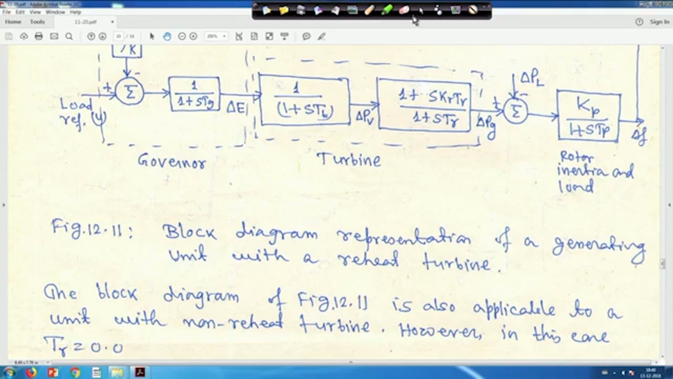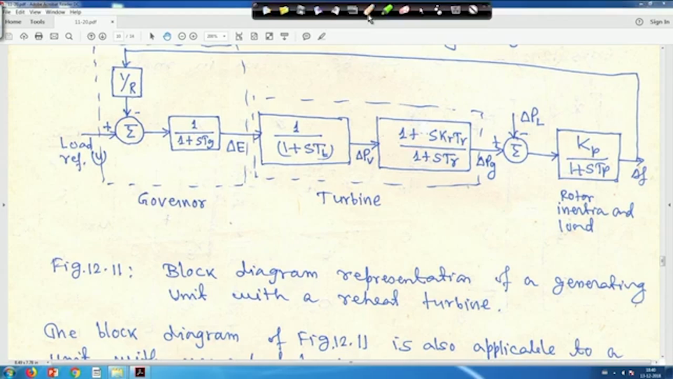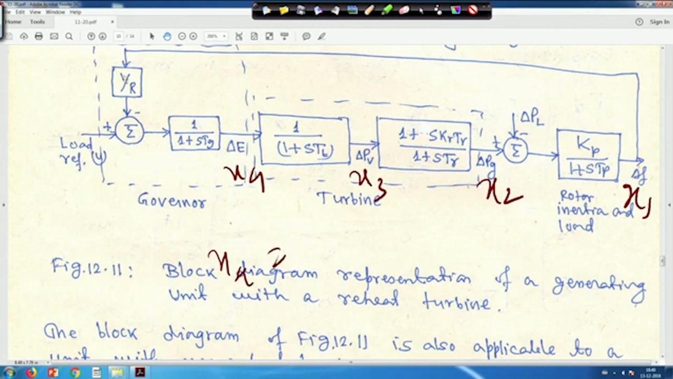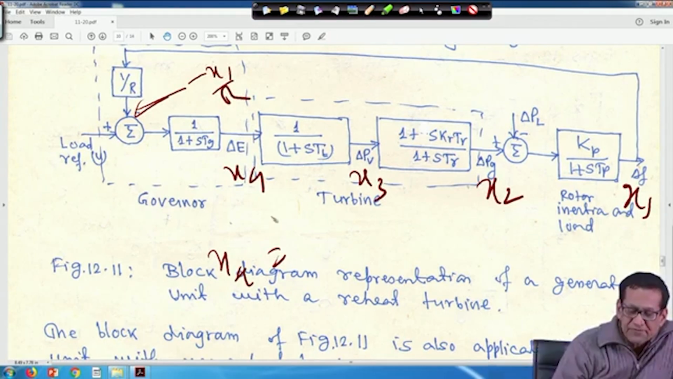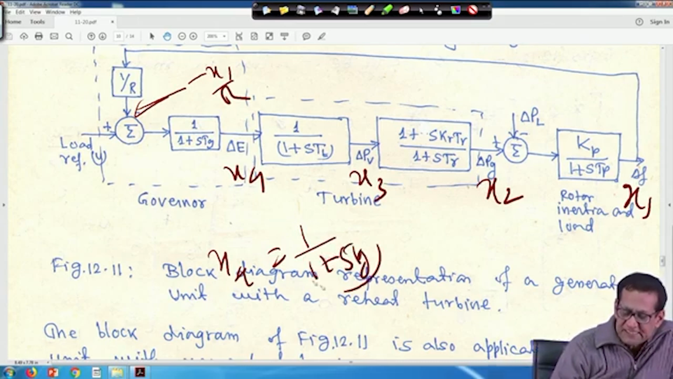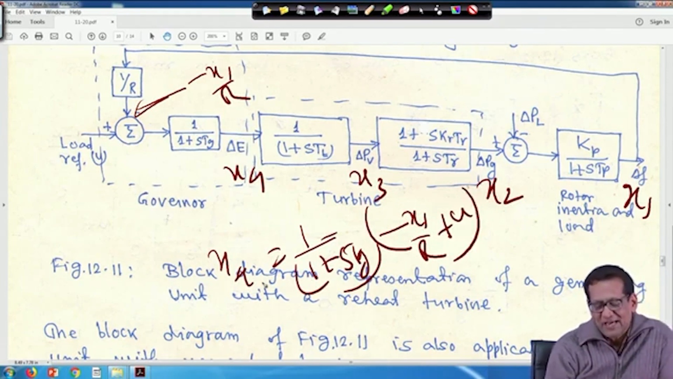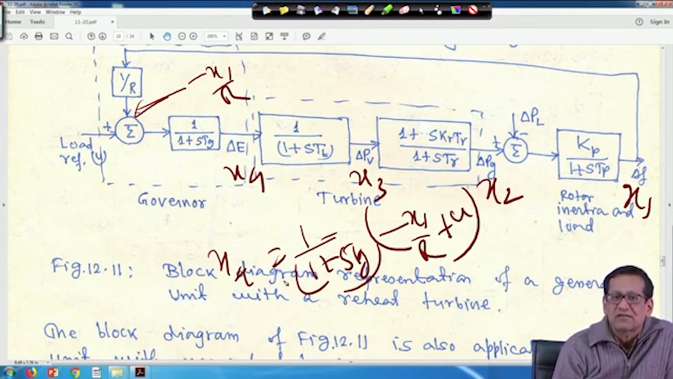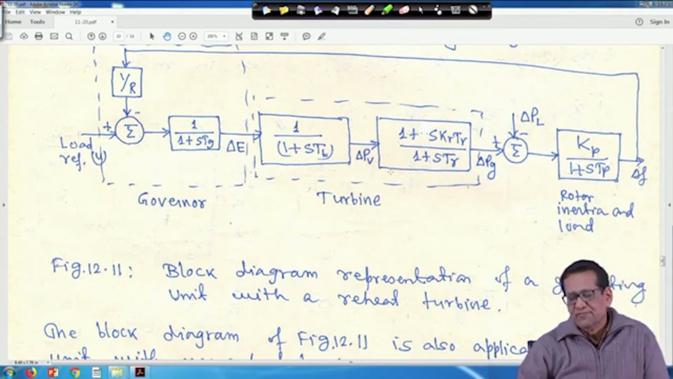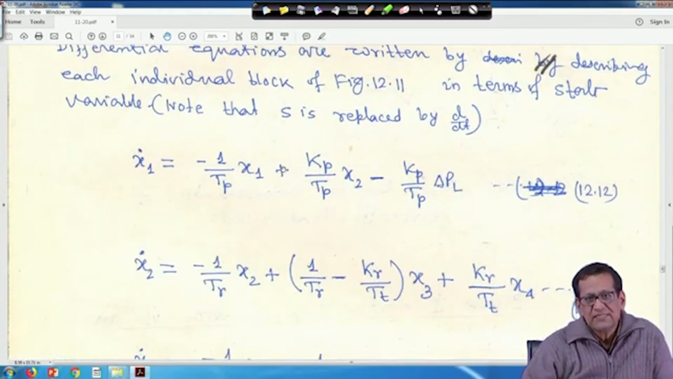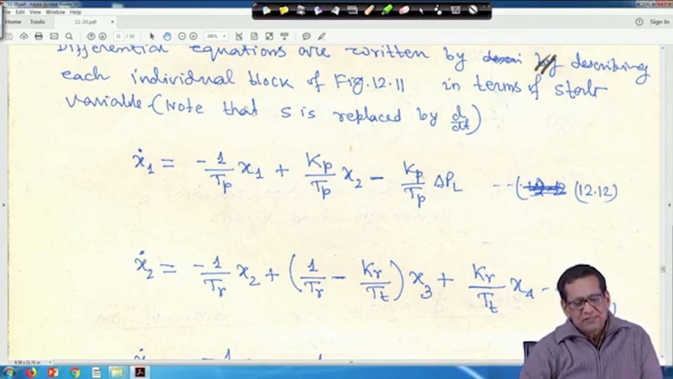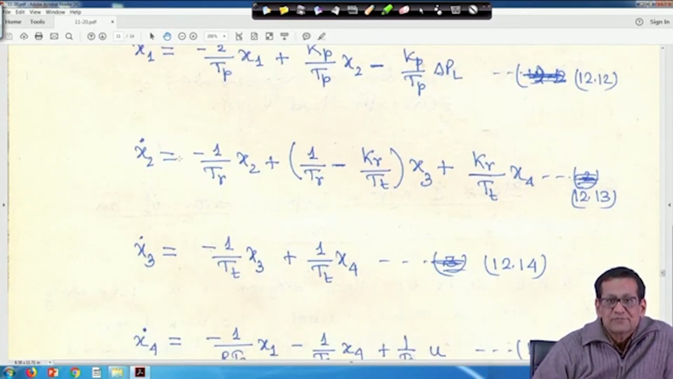Now, this one is your x4, this is x1, again I am writing x1, then we will go to the final thing, this is x3 and this is x4. So, here x4 is equal to, this is my u and this x1 is coming here, so it is minus x1 upon R. So, x4 is equal to 1 upon 1 plus s Tg into minus x1 upon R plus u. You just have to simplify, cross multiply and you will get x4 dot. That is why we have written x1 dot, x2 dot, x3 dot and x4 dot.